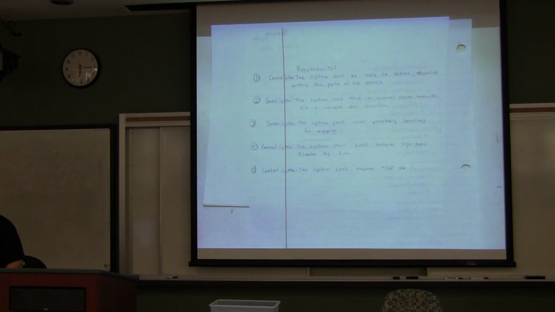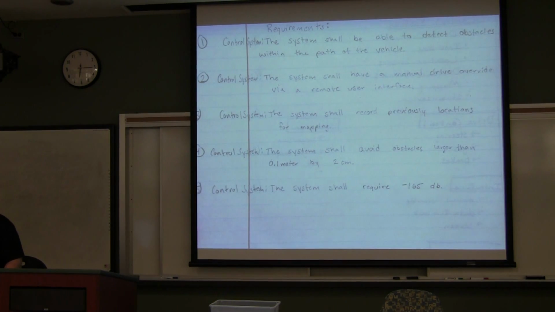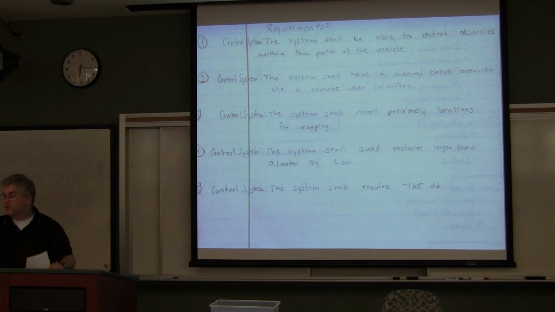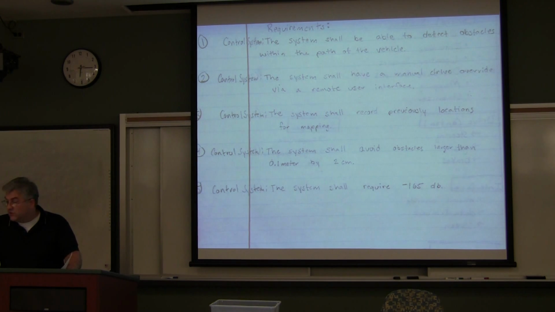Here's an example. I'm going to have to zoom in on this one. The system shall be able to detect obstacles within the path of the vehicle. That's a good one, right? Manual drive override via remote user interface. That's a pretty good one too. Shall record previous locations for mapping. I'm assuming there's a word in there somewhere, but that's good enough, right? Shall avoid obstacles larger than 0.1 meters by 2 centimeters. Shall require negative 165 dB for what? I guess for GPS navigation.